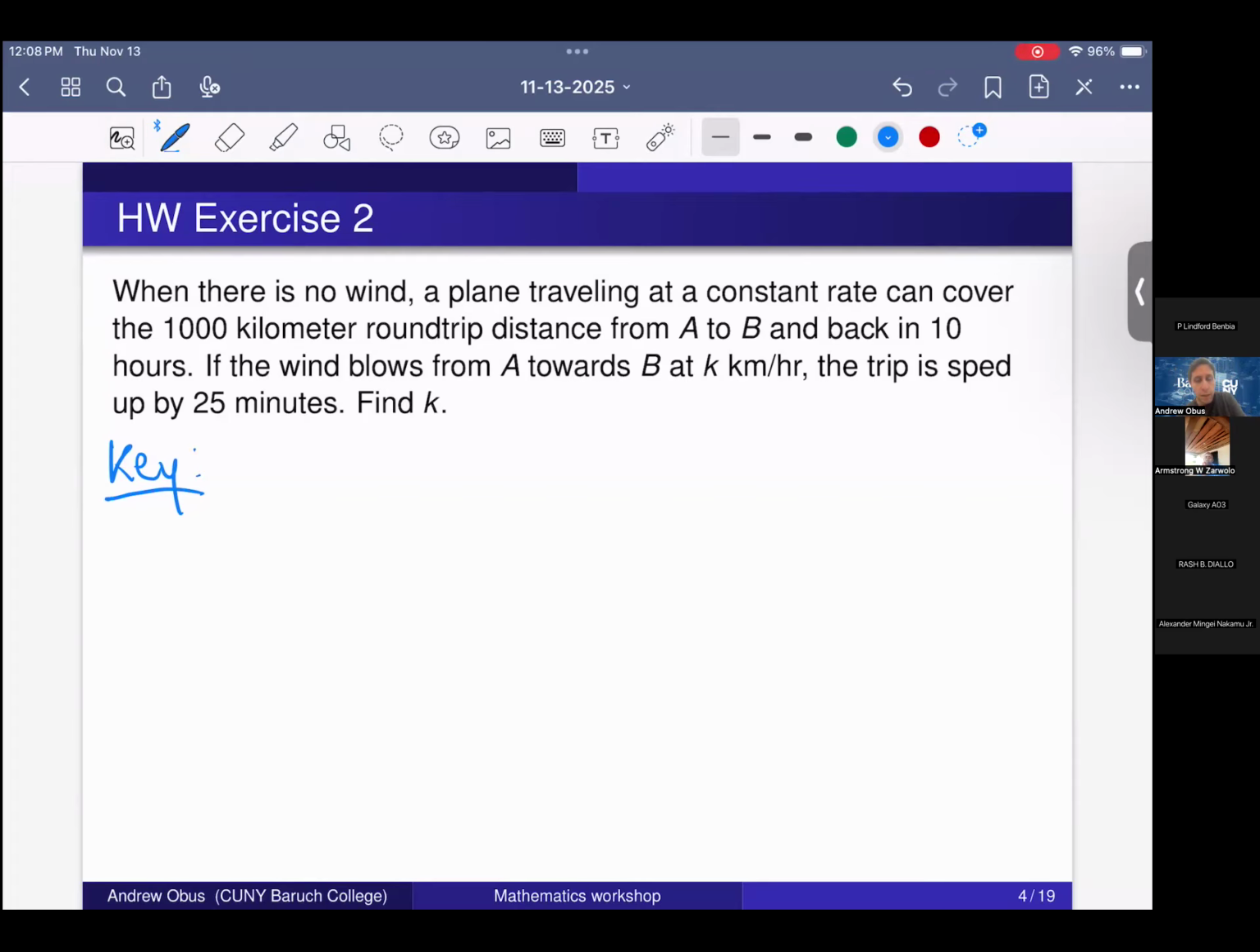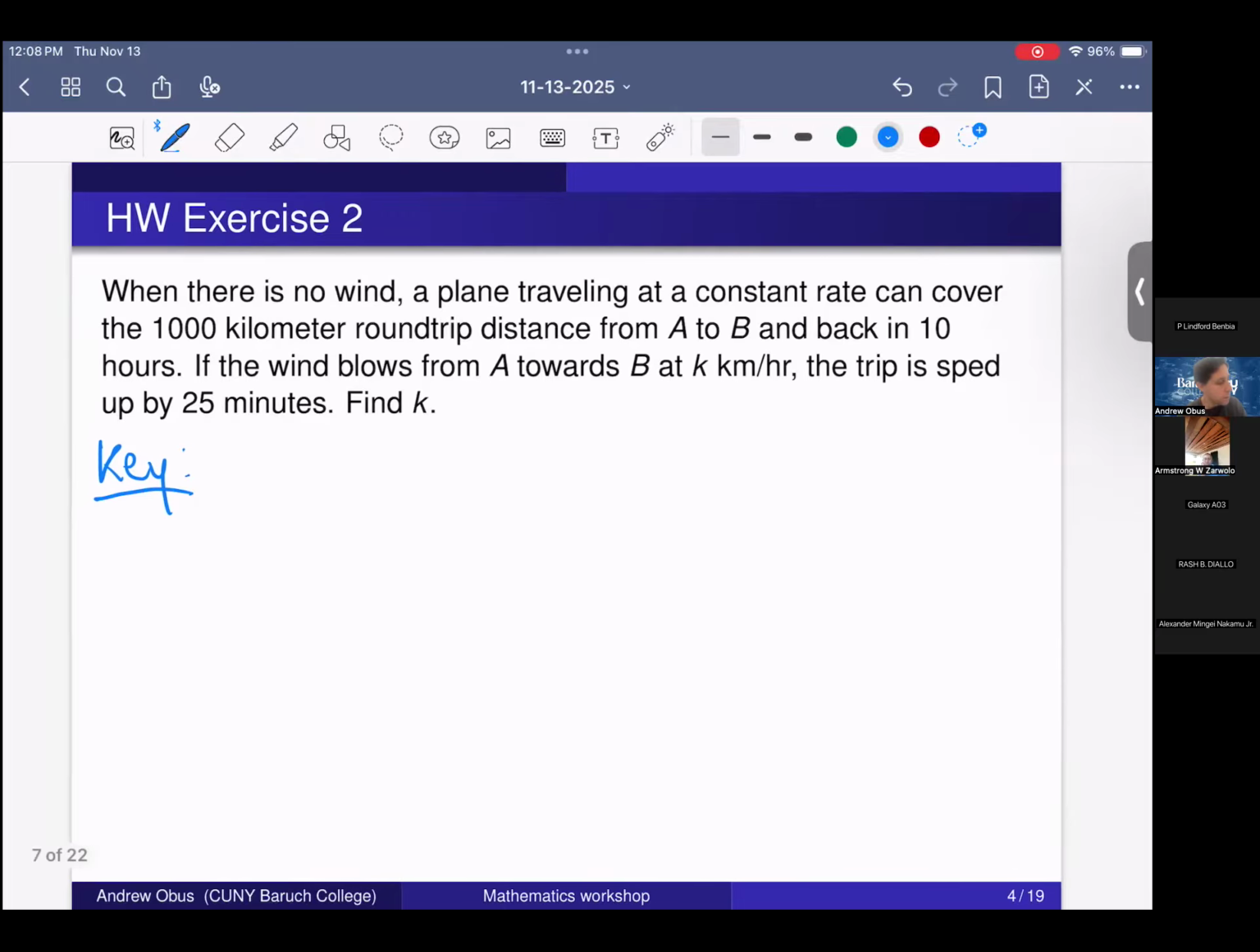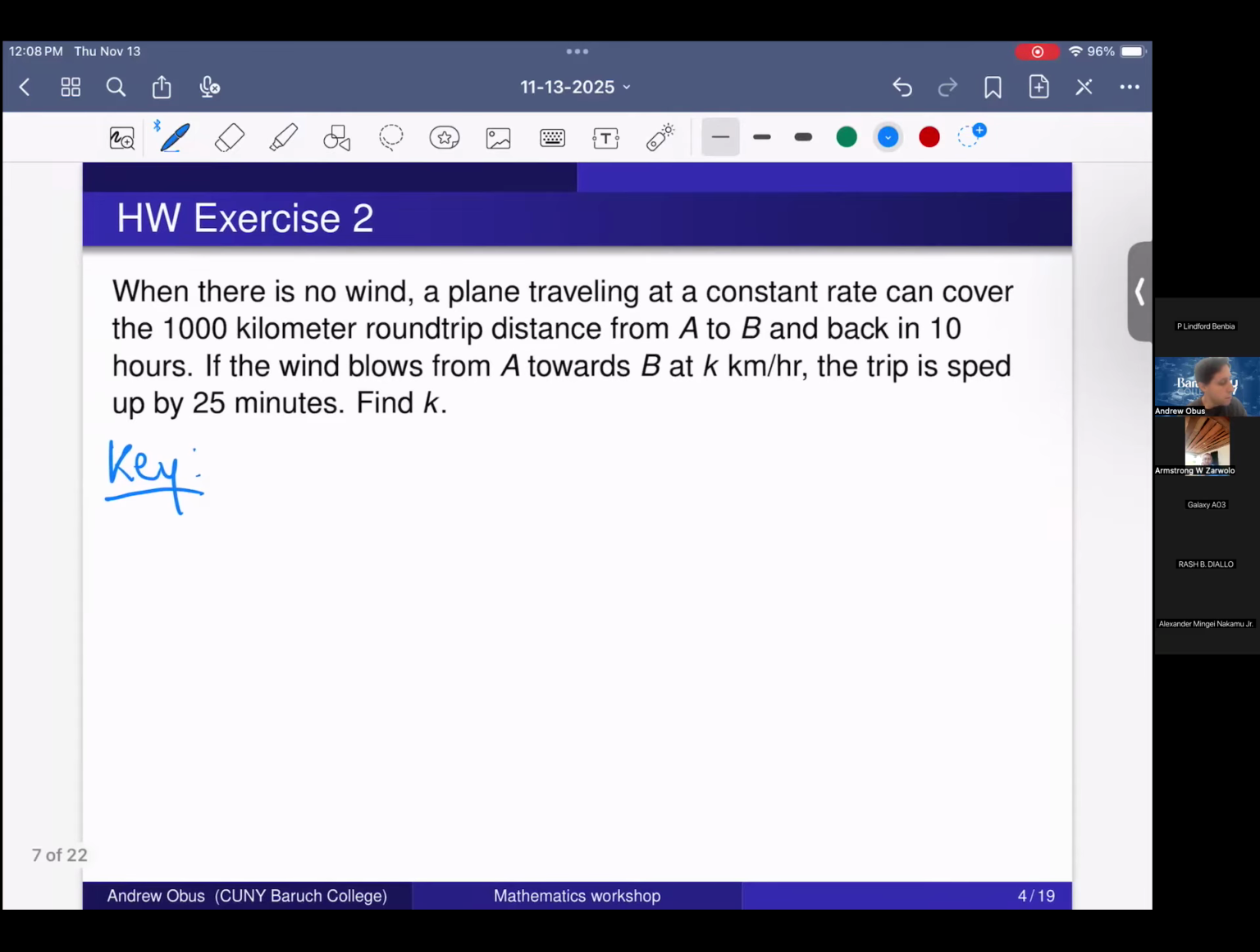Yes, hello. So inserting the k, what I did: from A to B, which is the ground speed, I set it as 100 plus k. And then from B to A, which is also the ground speed, I set 100 minus k.